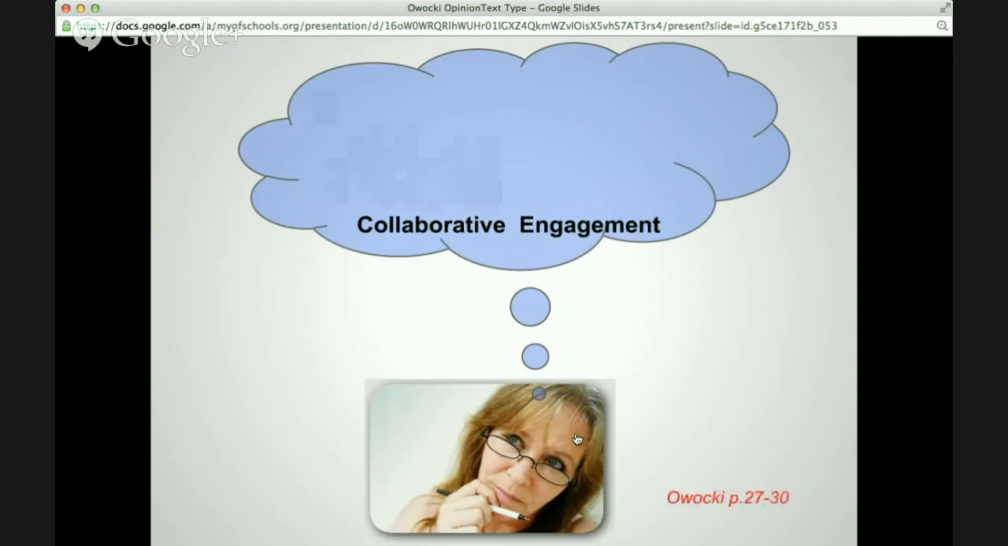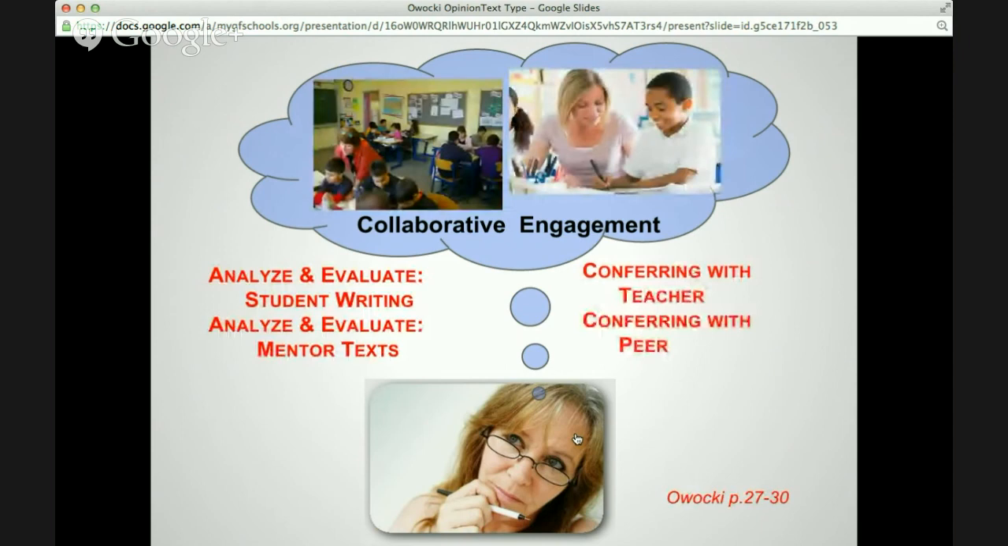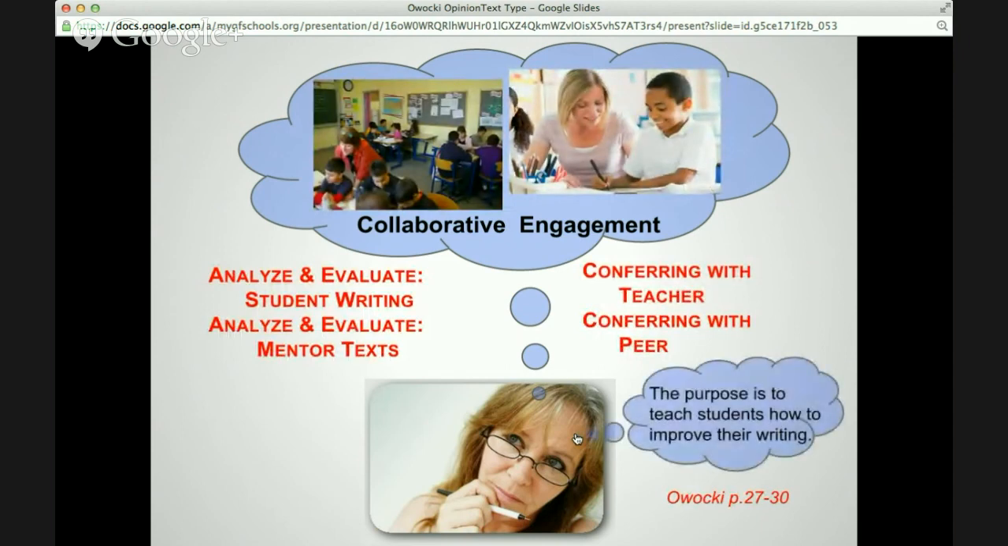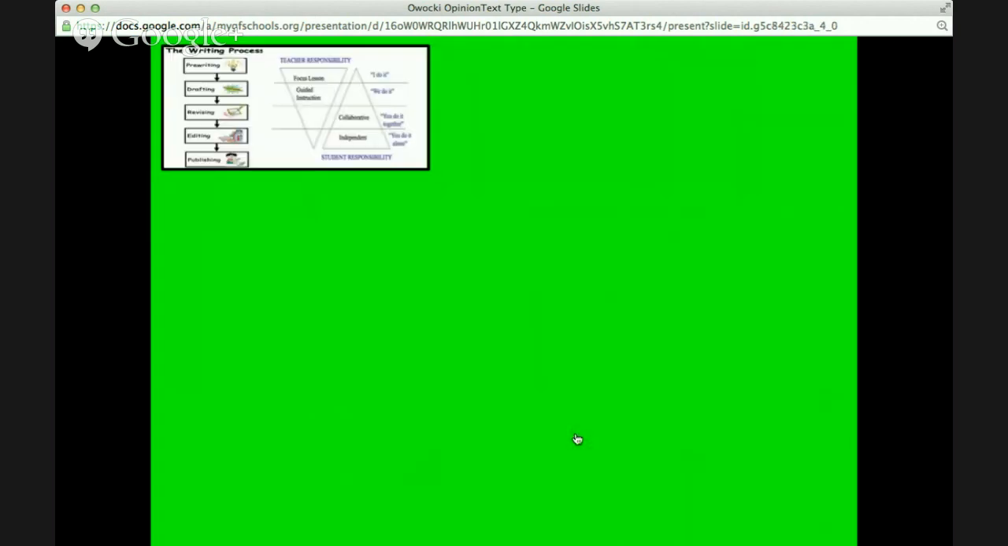We know that collaborative engagement is about analyzing and assessing writing, and it's about conferring, in summary. And we do all of that for the purpose to teach students how to improve their own writing. Owocki brings it together by saying, basically, in our writer's workshop, we are using the writing process, which is standard number 5, as the foundation for all writing in any text type. And we're doing it in an environment of gradual release.